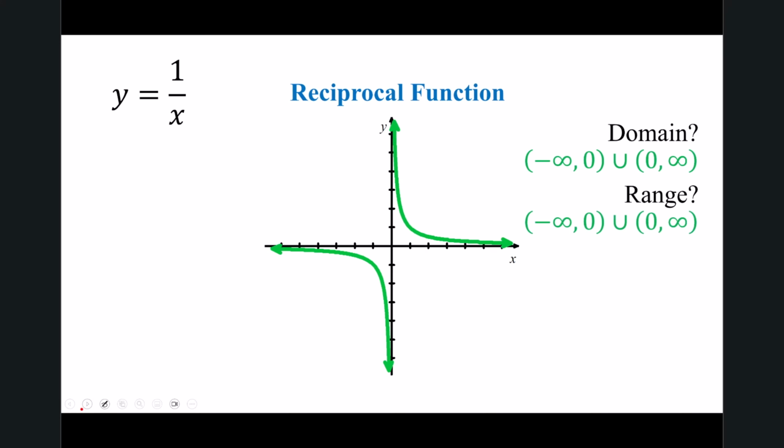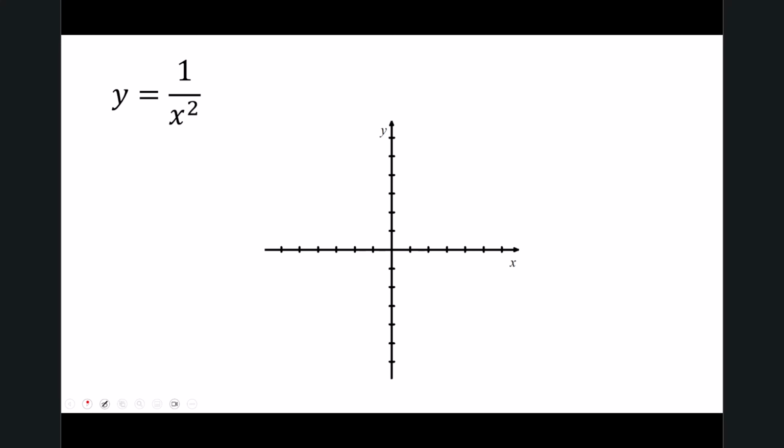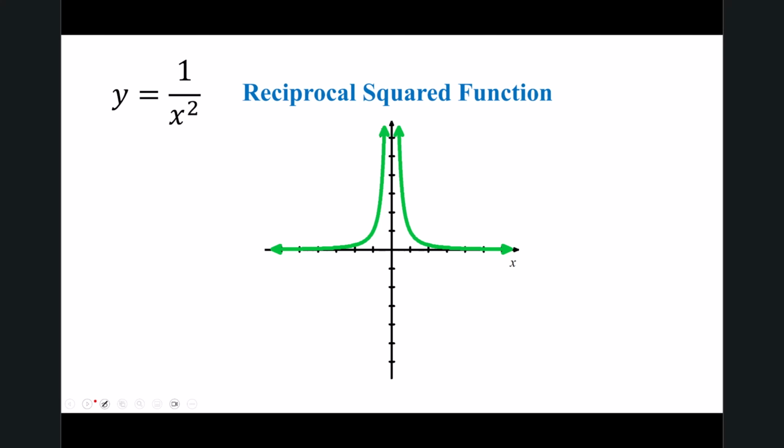The range of this function is also all real numbers except for 0, because 1 divided by x will never be 0, no matter what x is. The intercepts of this function, well, there are no intercepts. Notice that our domain and range are both excluding 0, and our x-intercepts would have a y value of 0, our y-intercepts would have an x value of 0, but those are not possible because 0 is not in our domain or range. The next function, 1 over x squared, would be the reciprocal squared function, and it looks like this.